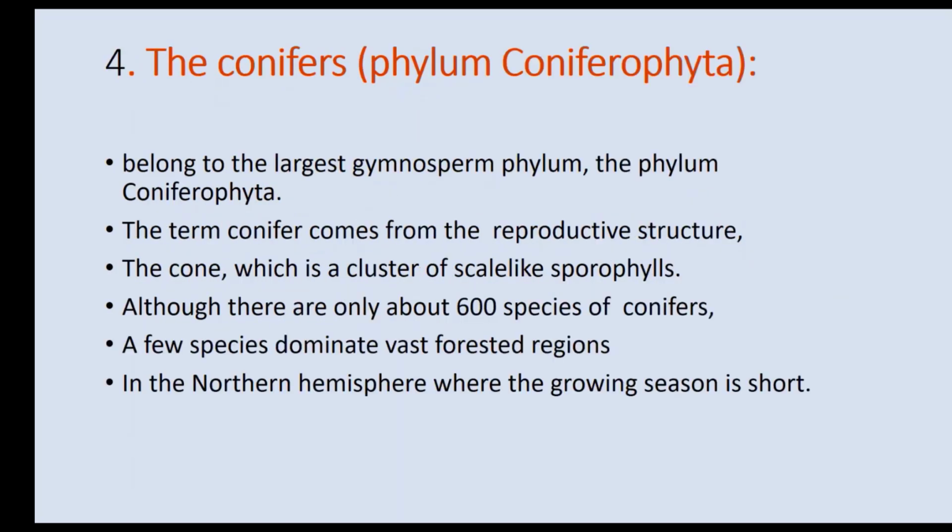And then there are the conifers from phylum Coniferophyta, which is the largest gymnosperm phylum. So if they say the largest gymnosperm phylum, you know they are referring to the conifers. The term conifer comes from the reproductive structure, the cone, which is a cluster of scale-like sporophylls. Although there are only about 600 species of conifer, a few species dominate vast forest regions, and in the northern hemisphere, where the growing season is short, they are particularly predominant in those territories.